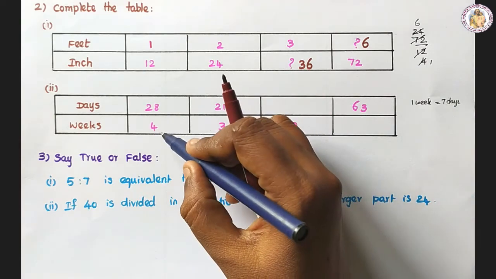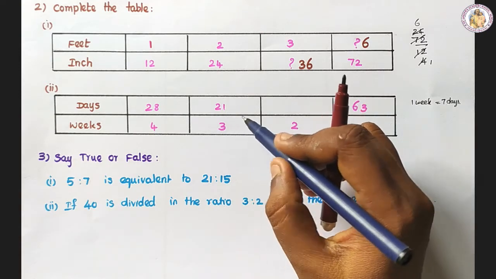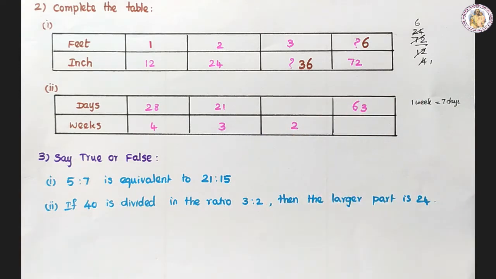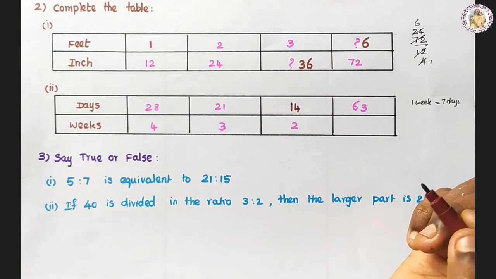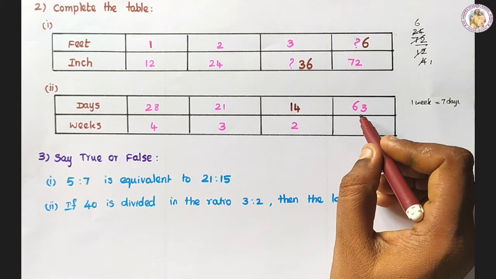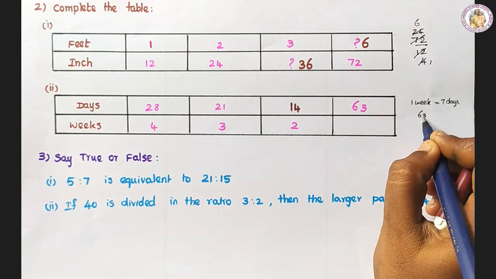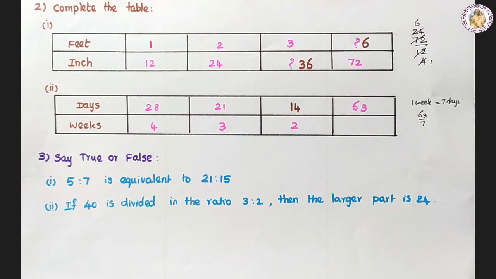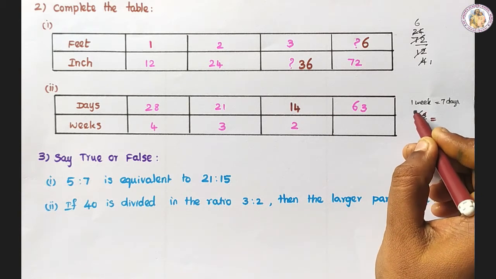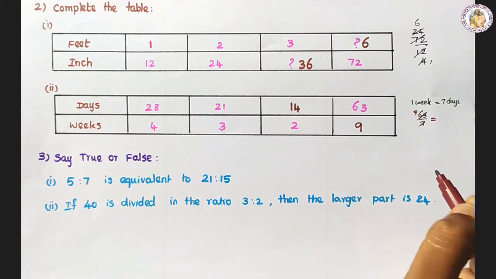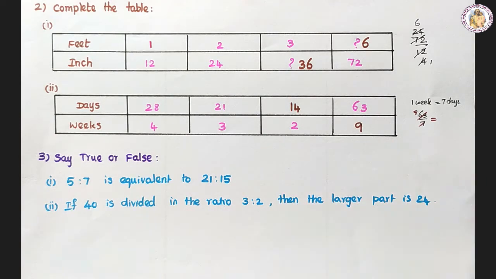So 4 weeks equal to 28, 7 into 4. 3 weeks means 3 into 7, 21. 2 weeks, that is 2 sevens are 14, 14 days. Here 63 they have given. So how many weeks? 63 divided by 7. 9 times. 9 sevens are 63. So 9 weeks equal to 63 days.